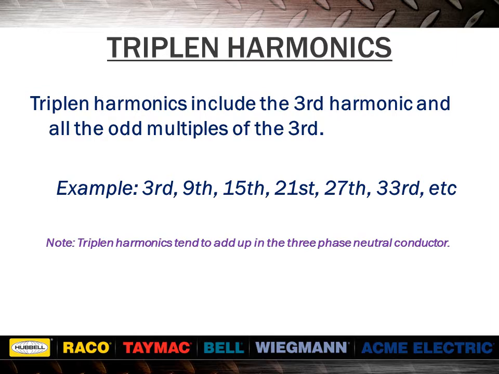TRIPLEN harmonics include the third harmonic and all the odd multiples of the third. For example, the 3rd, 9th, 15th, 21st, 27th, 33rd, and so forth. It should be noted that TRIPLEN harmonics tend to add up in the three-phase neutral conductor.